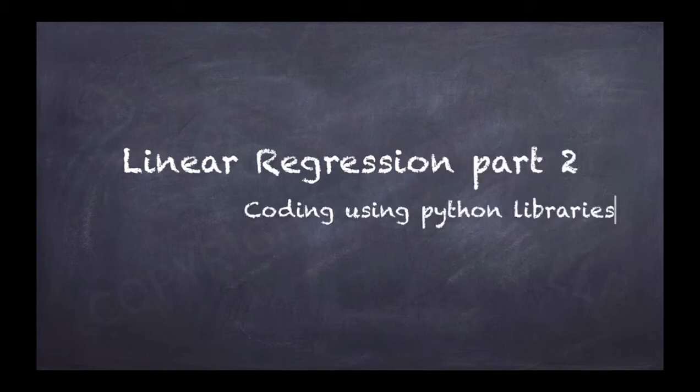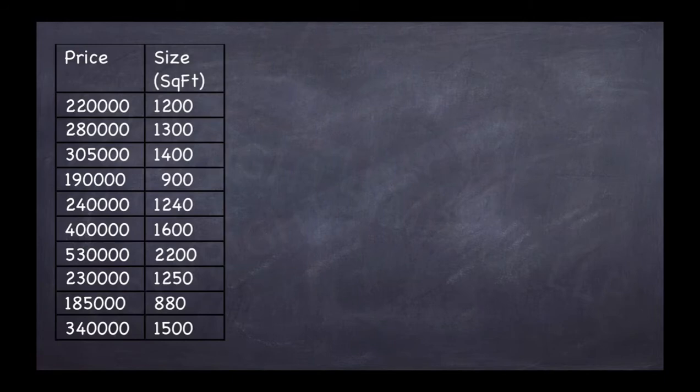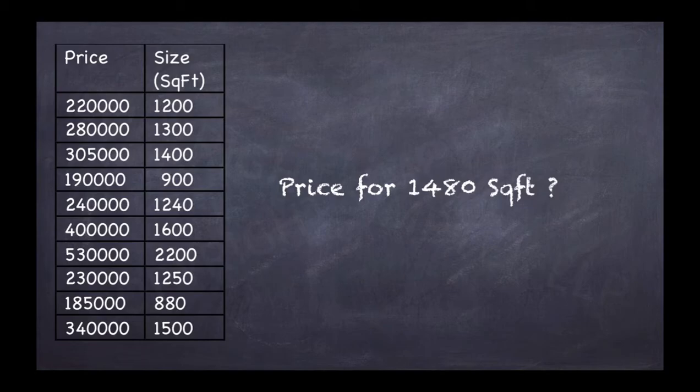We take the same data set used in the linear regression part 1, which is the house price dataset. We store the house data set into a CSV file named house_data.csv to load the data set easily. Let's see how to code to predict the house price for 1,480 square feet.